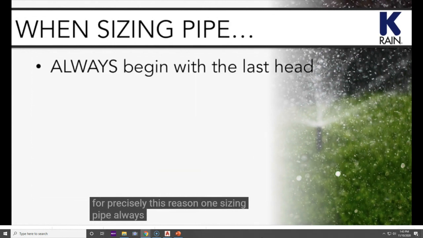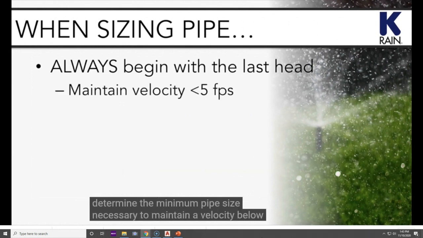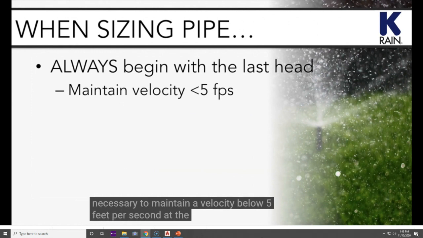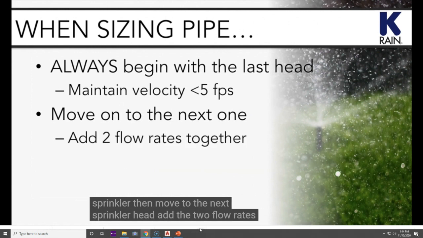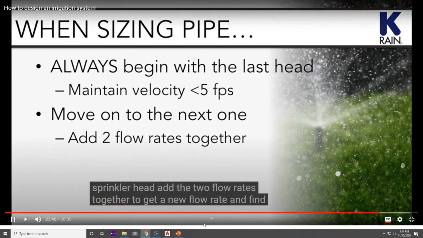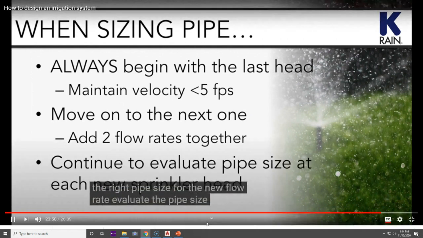When sizing pipe, always begin with the last head. Determine the minimum pipe size necessary to maintain a velocity below 5 feet per second at the flow rate of that sprinkler. Then move to the next sprinkler head. Add the two flow rates together to get a new flow rate and find the right pipe size for the new flow rate. Evaluate the pipe size at each new sprinkler head.